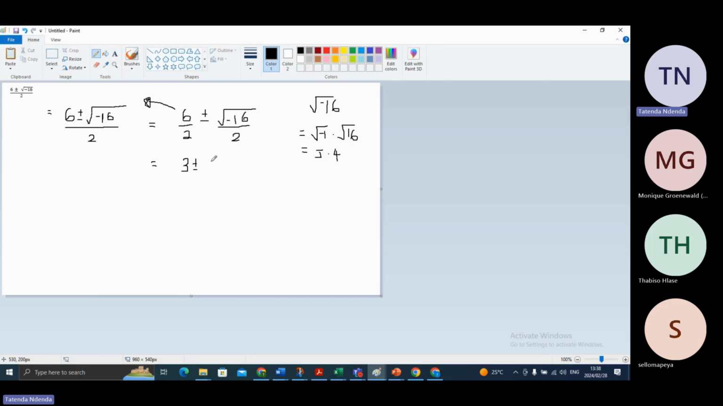So meaning that this is going to be plus or minus j 4 all over 2, like this. You can leave your answer like this, or you can continue to solve it from there.